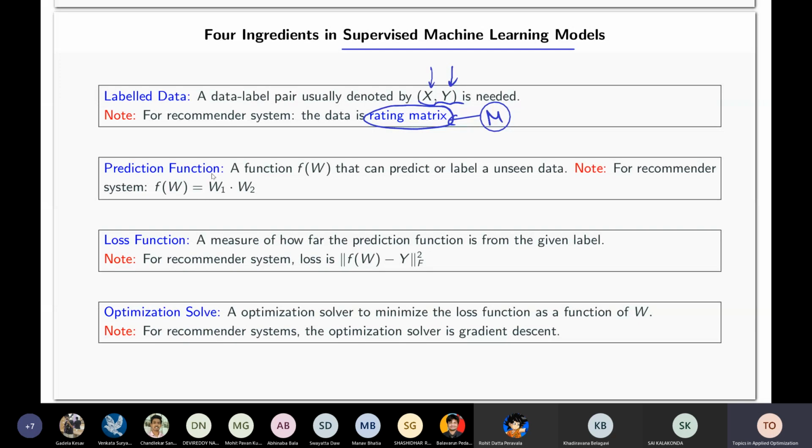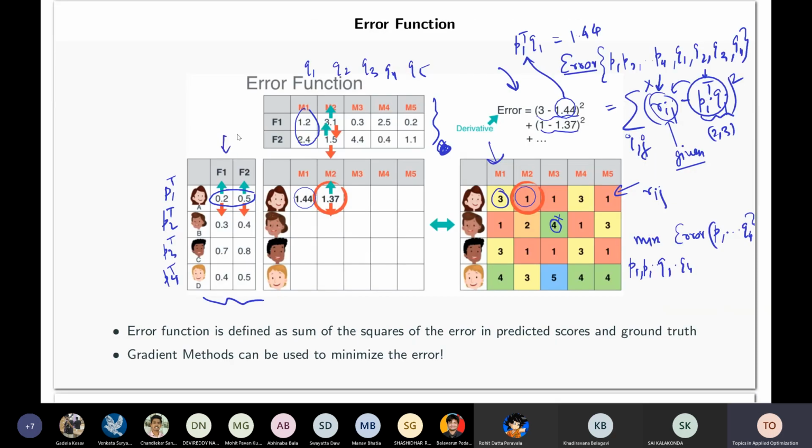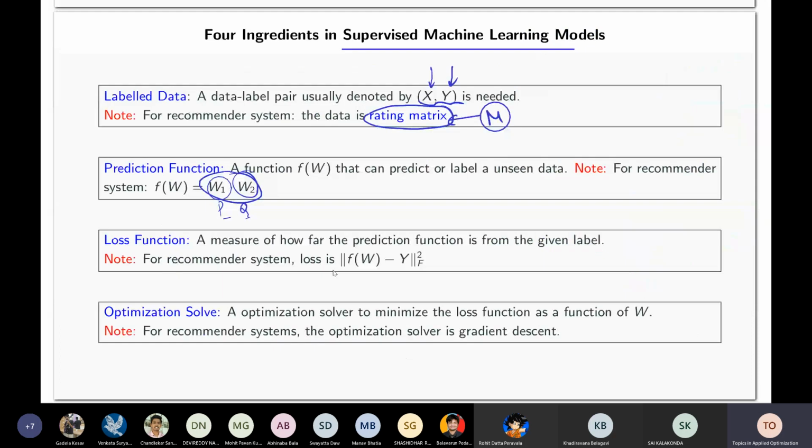The prediction function in this case could be seen as those two matrices W1 and W2. In the previous cases, we were taking P and Q. So those W1 and W2 can be seen as the unknowns. Obviously, these matrices are unknown for us. This is the problem in the recommender system. To find these, you start with random values and then you have to tune them. So the model is like this: W1 W2 is equal to M, the ratings matrix.